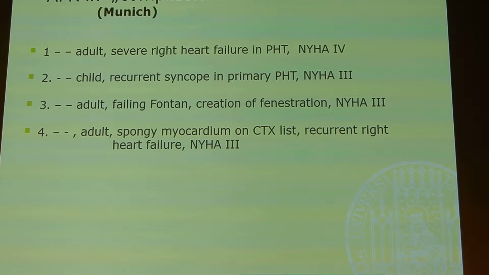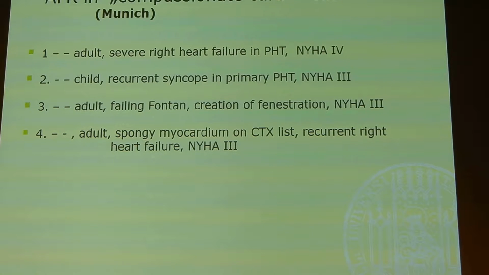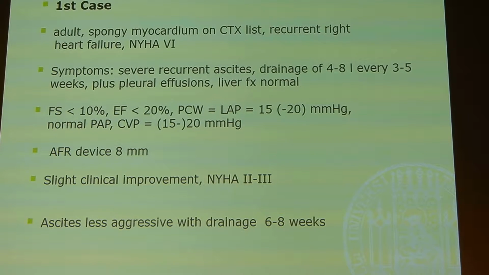Then we had another younger adult with a failing frontal circulation, where a creation of a fenestration and AFR device implantation was performed in functional state 3, and an adult with a spongy myocardium on the transplant list with recurrent heart failure in functional stage 3 to 4. We will start with the last one.